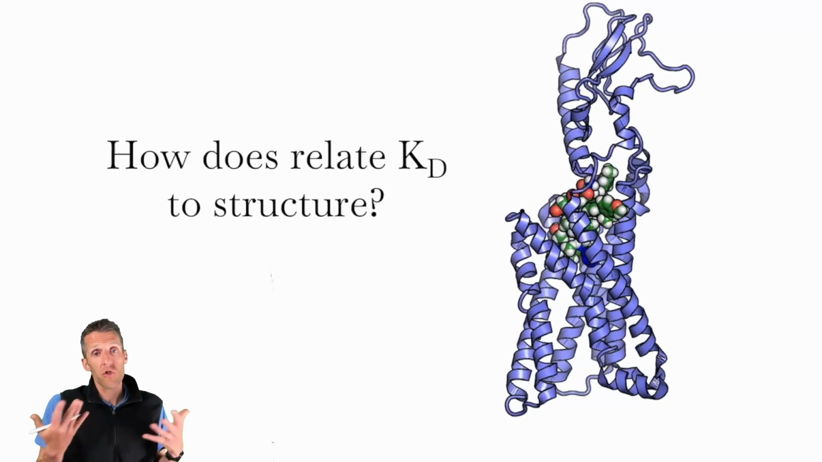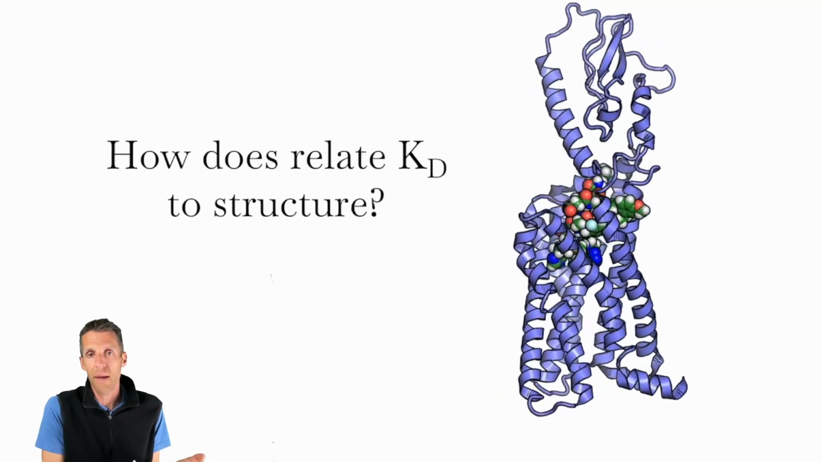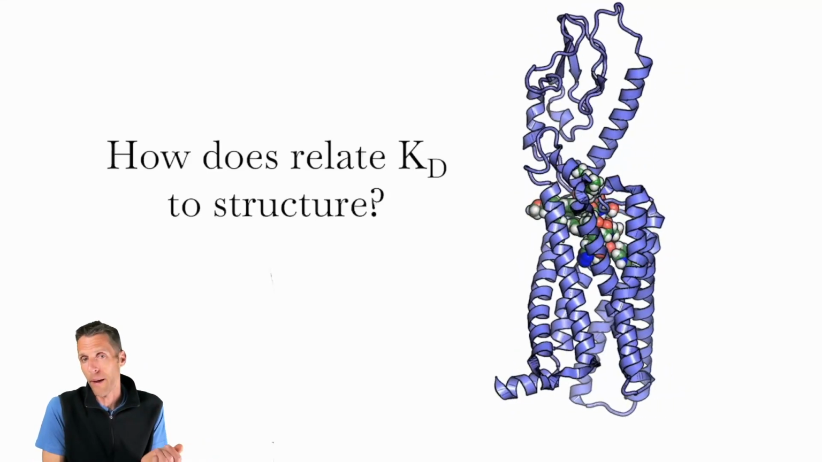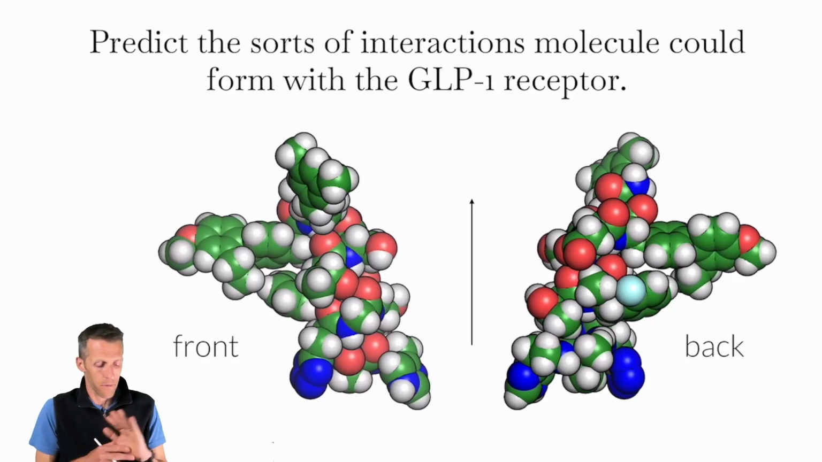Can we relate this to the structure in some way? So here we've got that structure. That was the paper actually that this came from. They were solving the structure of GLP-1 bound to this receptor. So let's make some predictions. All right, so I'm showing the molecule here. This is the drug from both the front side and the back side.